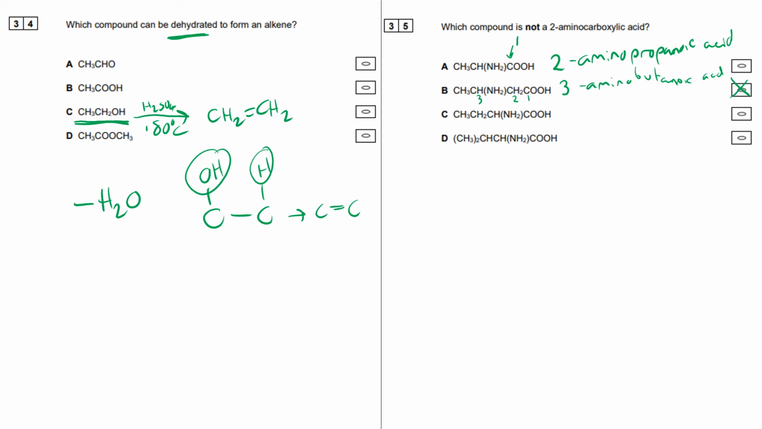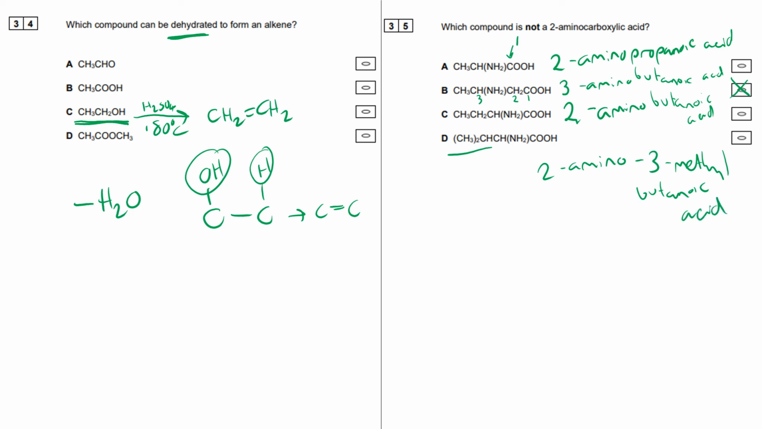Let's just go through C and D just to eliminate those. So this one is 2-amino butanoic acid, because NH2 is on the 2nd carbon. And the final one is 2-amino. It's got a methyl group on carbon 3. 2-amino, 3-methyl butanoic acid. So again, that is also a 2-amino carboxylic acid. So answer B is the only one that is not.